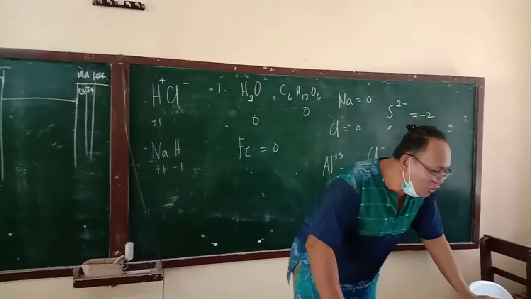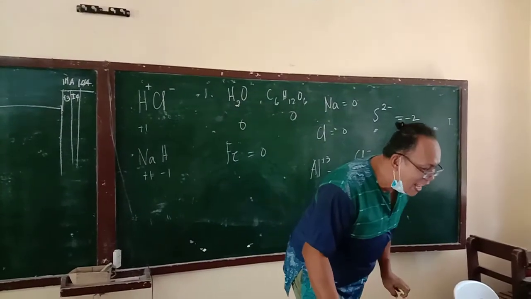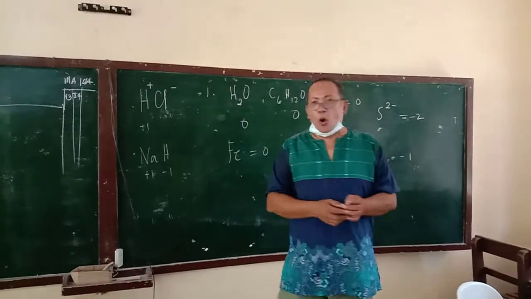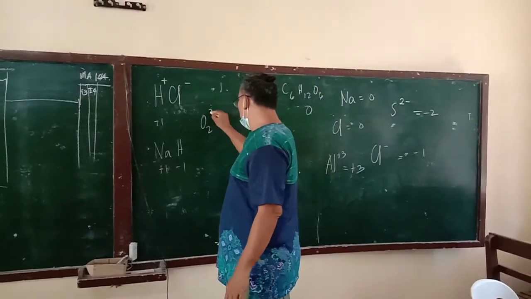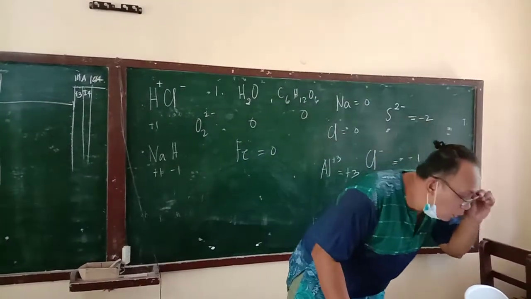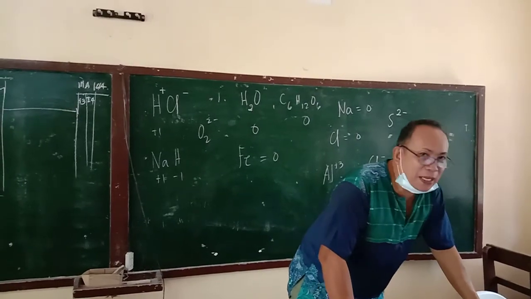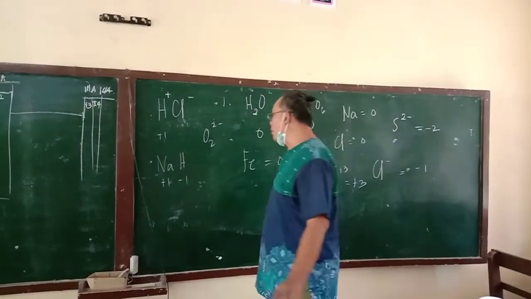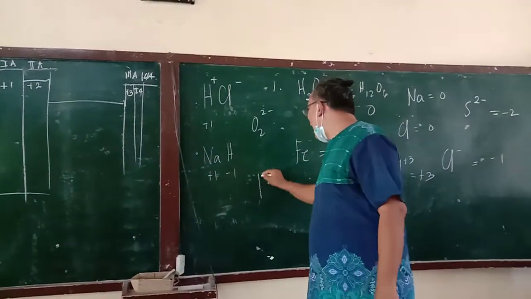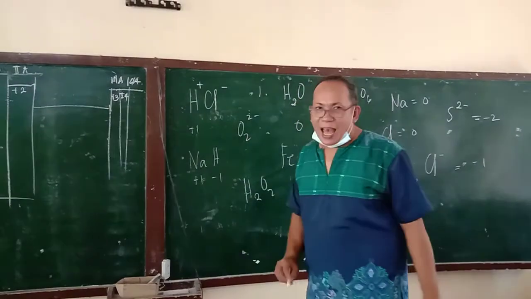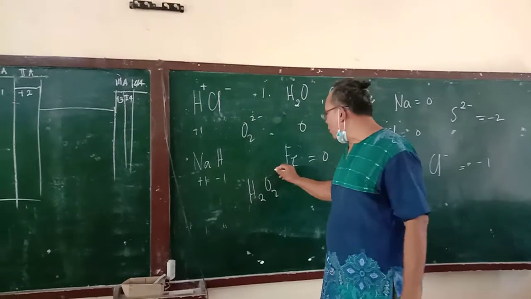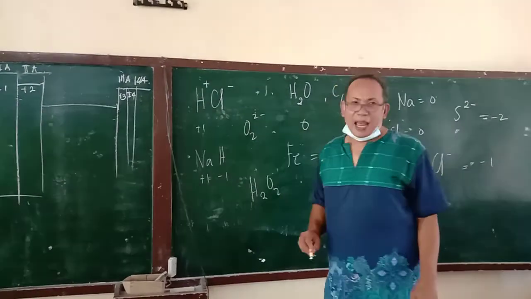Next, oxygen. Oxygen has two possible oxidation numbers. If it is a peroxide, meaning O2 2 negative, this is actually pretty uncommon. For example, hydrogen peroxide, H2O2. The oxygen here can be -1, because hydrogen is positive.